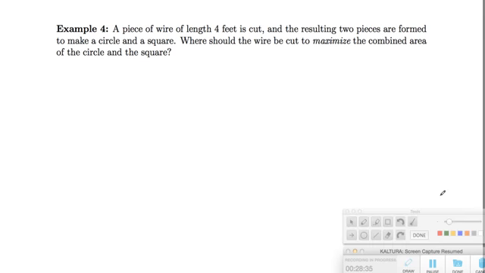Okay, so the situation we have here is that we've got a length of wire. Suppose the length is 4 feet. We want to cut it into 2 pieces and use them to make both a circle and a square. So for example, I could cut it here at just 1 unit, make a small circle with 1 foot, and make a larger square with 3 feet. But whatever it is, I want the total area of this and this together to be maximized.